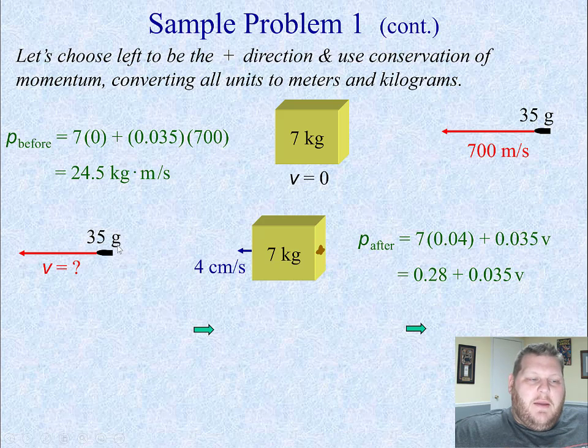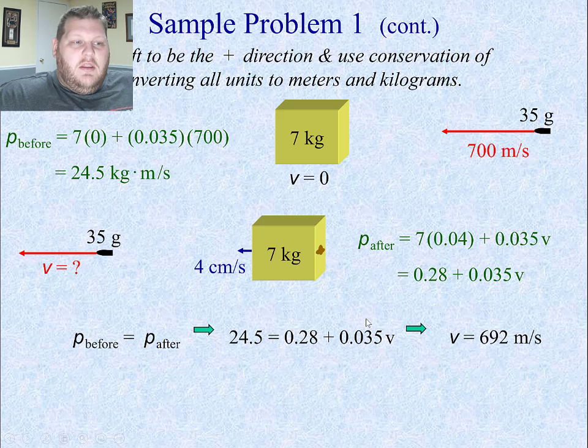Again, we know the mass of my bullet is 0.035 kilograms. So this is the part where I'm trying to figure this out. I know afterwards my butter has a mass of 7 kilograms and has a velocity of 0.04 meters per second. So that part is 0.28. I know that my mass hasn't changed for my bullet, and I'm trying to figure out that end velocity. So I'm going to be solving for this v.